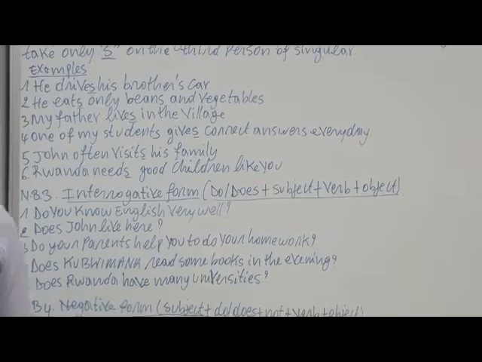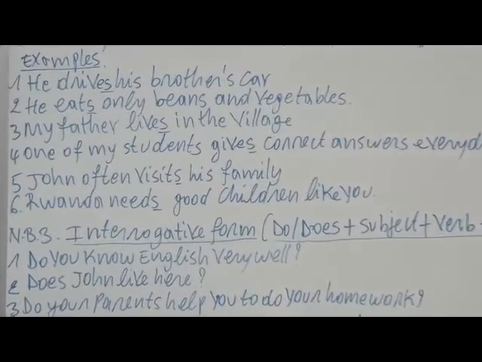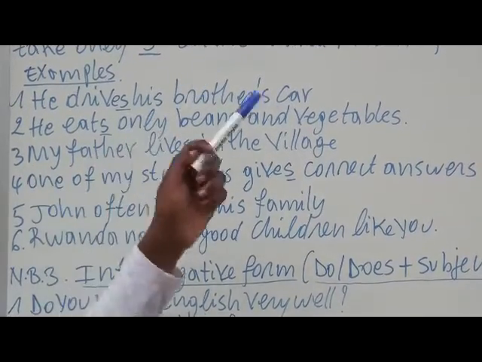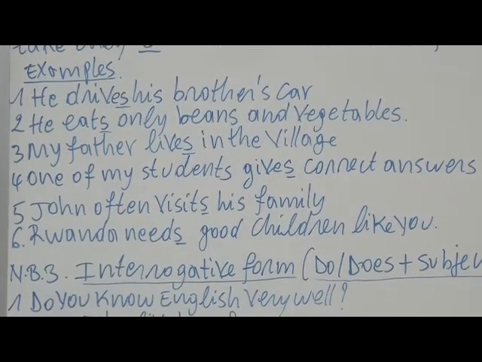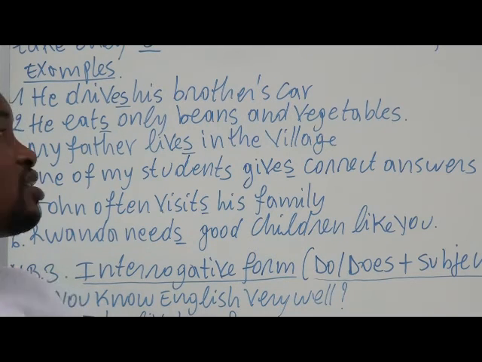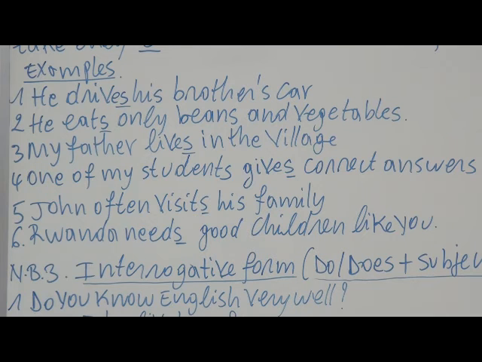Here are some examples. Example number 1: He drives his brother's car. The verb we have is to drive. Drive ends in e, and you should automatically add s because we have a subject which is the third person of singular. That is why we have said he drives his brother's car.